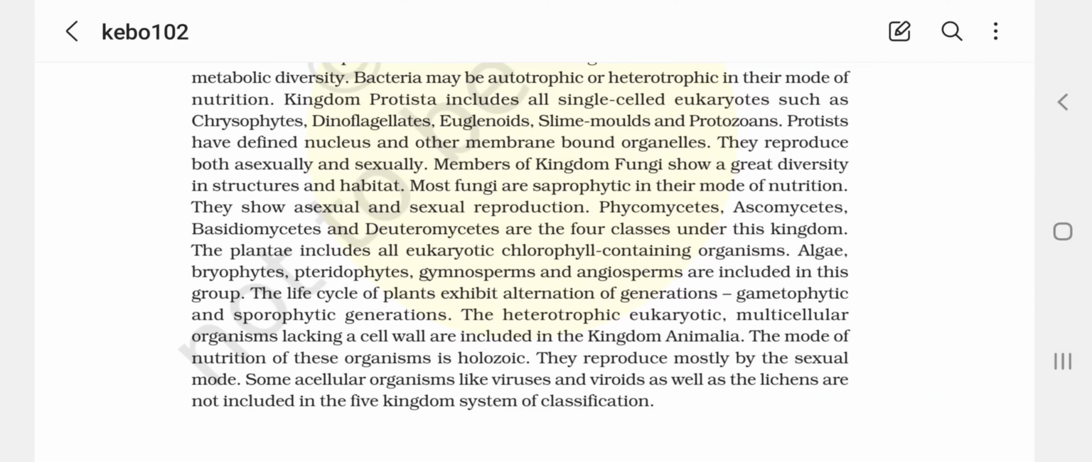The life cycle of plants exhibits alternation of generations, gametophytic and sporophytic generations. The heterotrophic, eukaryotic, multicellular organisms lacking a cell wall are included in the kingdom Animalia. The mode of nutrition of these organisms is holozoic. They reproduce mostly by the sexual mode. Some acellular organisms like viruses and viroids, as well as the lichens, are not included in the five-kingdom system of classification.